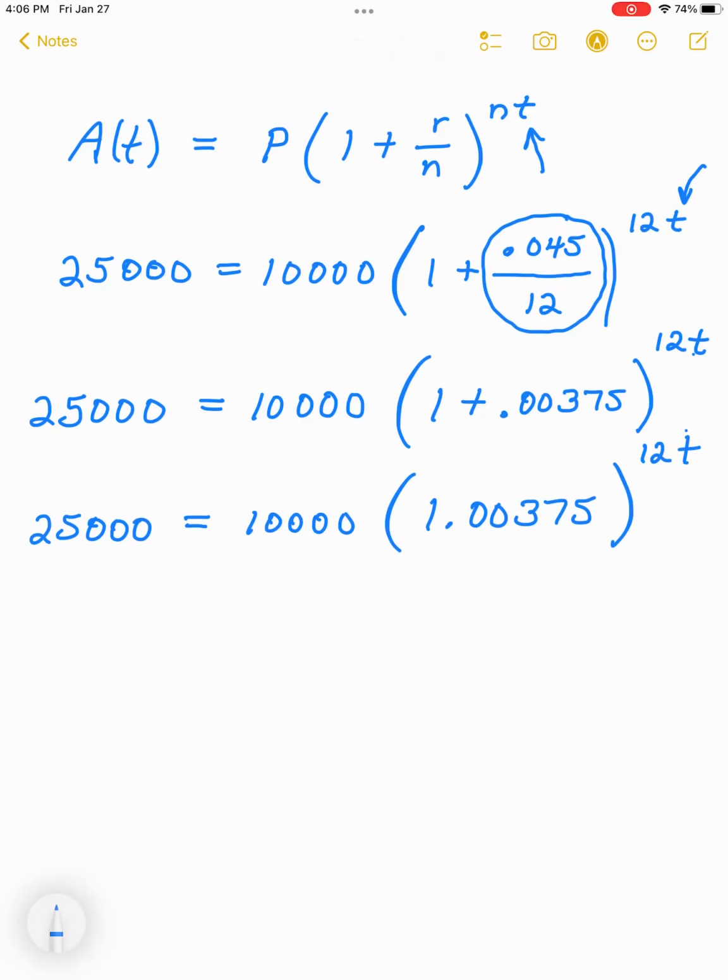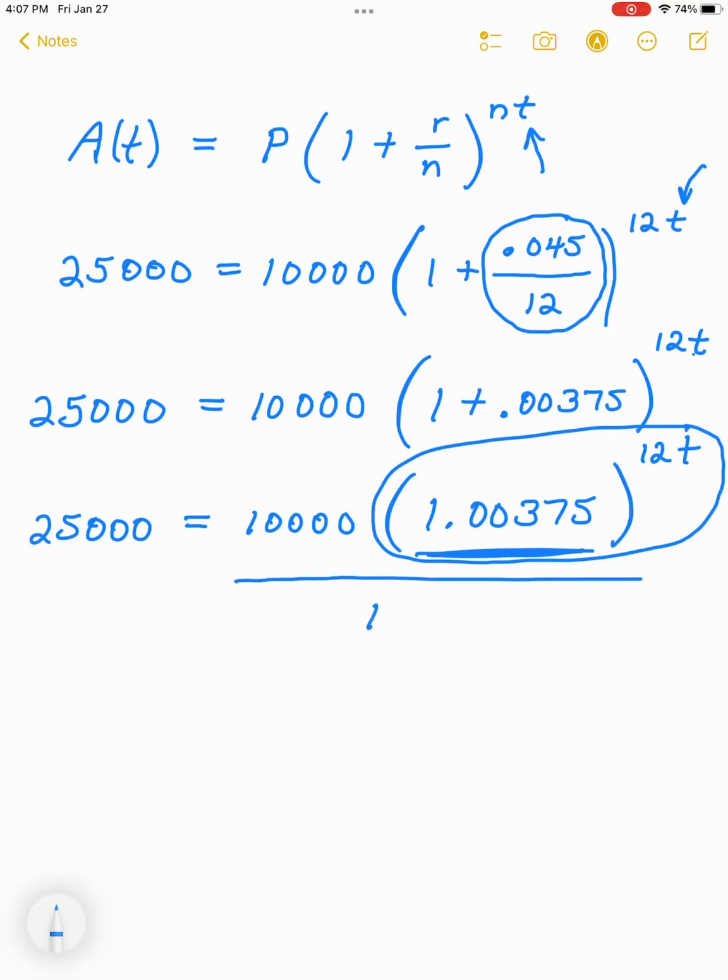Now that I have simplified what was inside the parentheses, in order to solve for the t up there in the exponent, I want to isolate. You always want to do this: you want to isolate the base. The base here is the 1.00375. Isolate that base along with its exponent. To isolate that, I need to divide both sides of the equation by 10,000. Whatever you do on one side, you must do the same thing on the other side.